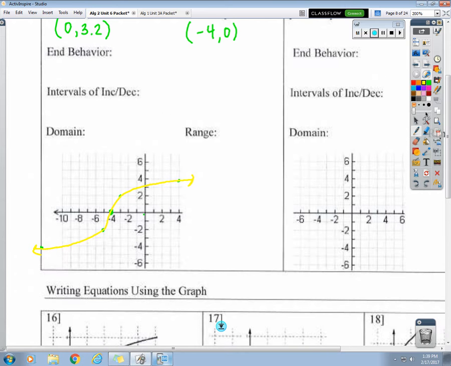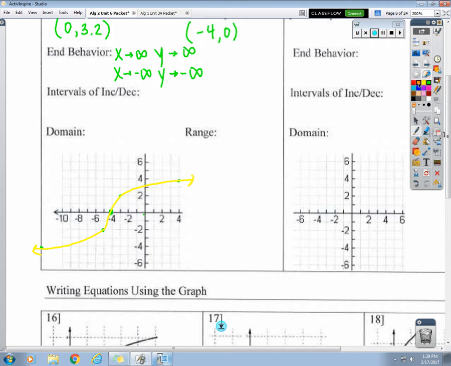Okay, so now for end behavior. As x approaches infinity, what do the y values approach? Positive infinity. As you go right, you also go up. As x approaches negative infinity, what do the y values approach? Negative infinity. As you go left, you go down on this one.